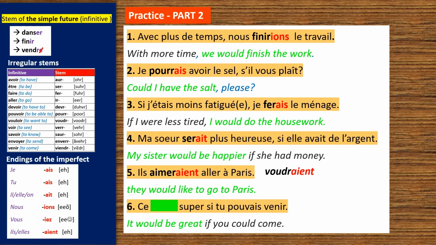Number 6, it would be. Again, we've got the verb to be, and ce is an impersonal subject that is close to il, the third person. So it would be super, or it would be great, becomes ce serait super.